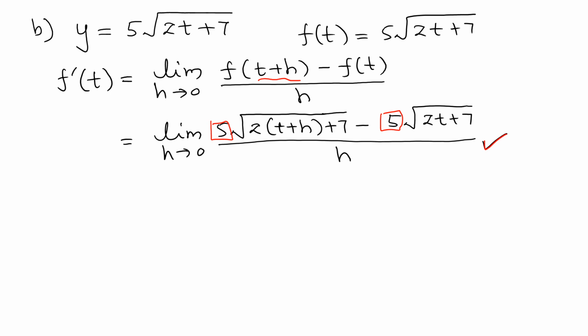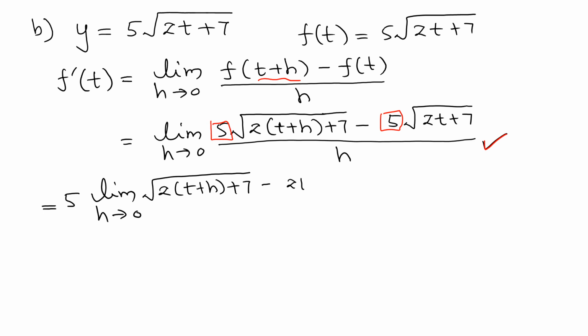So I'm going to start here because there is a lot of writing. So it's 5 out. We have the limit as h goes to 0. Let's write what we have here. So we have the square root of 2(t plus h) plus 7, minus the square root of 2t plus 7, divided by h.